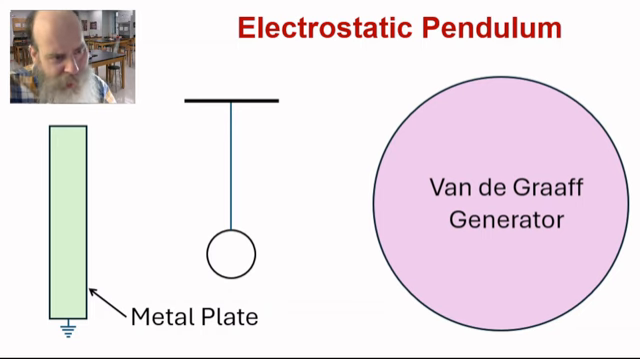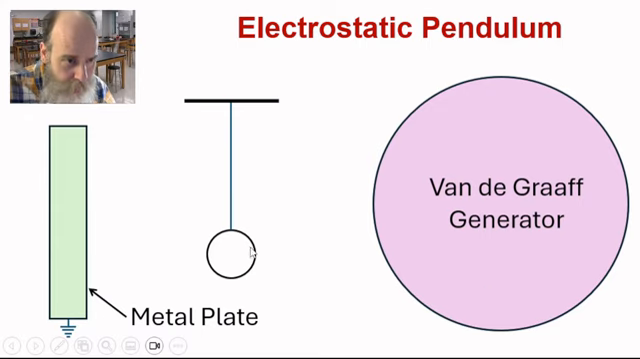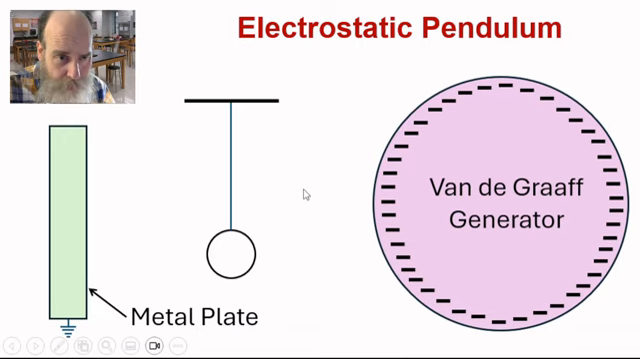I will now explain why the metal ball oscillates. Here's a diagram of our setup. On the right is the Van de Graaff generator. In the center is a metal ball, suspended by the insulating string. And on the left is a metal plate connected to ground. When the Van de Graaff generator is turned on, it becomes negatively charged.